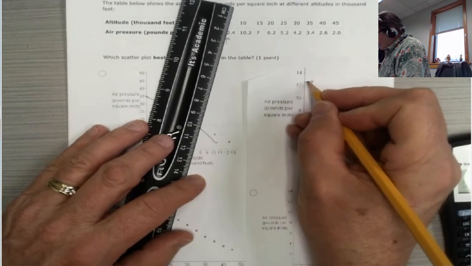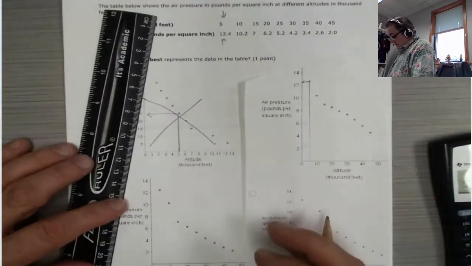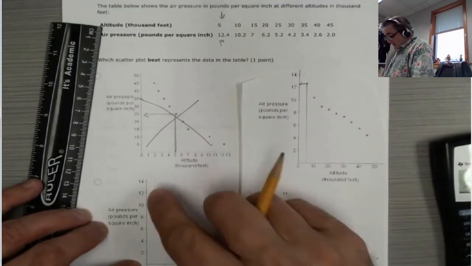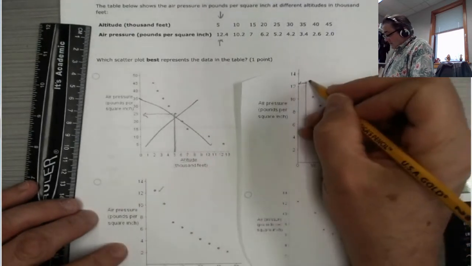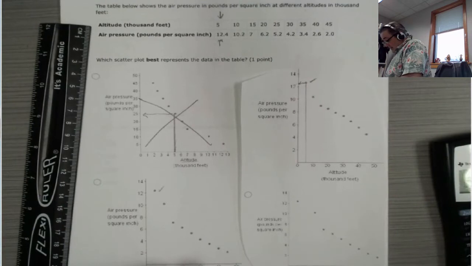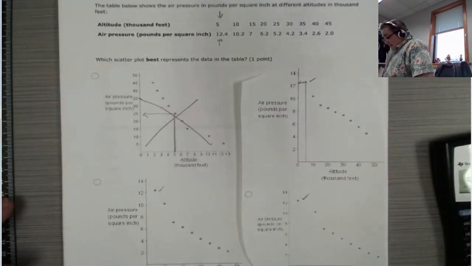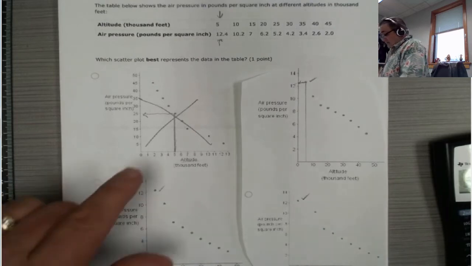And that could be about 12.4. Could be that one. This one's just like that. 5, but could be this one. Those are both okay. 5, okay. So the 5 is about the same on both of those. So let's check the next one.